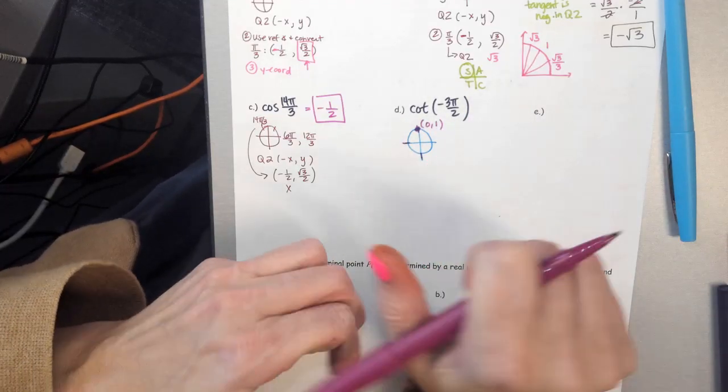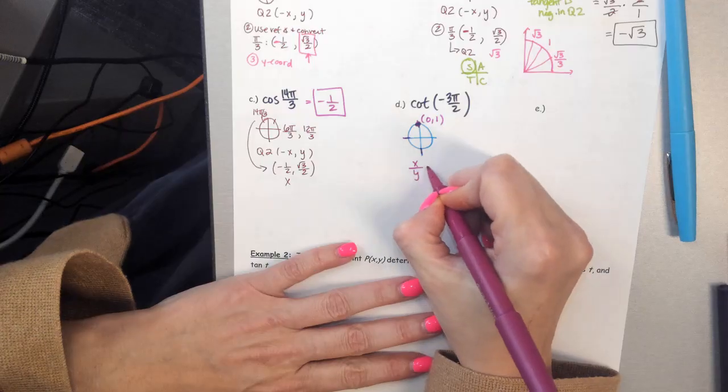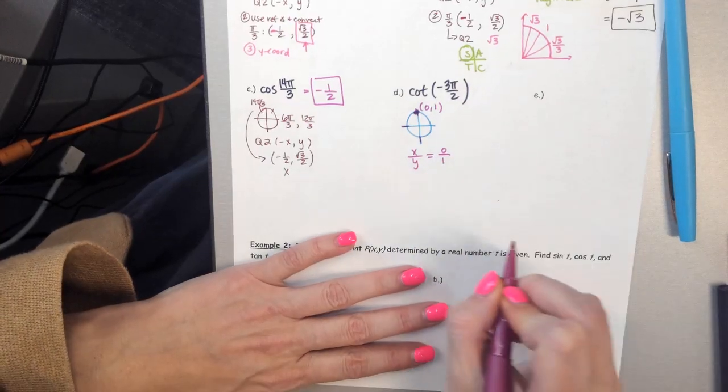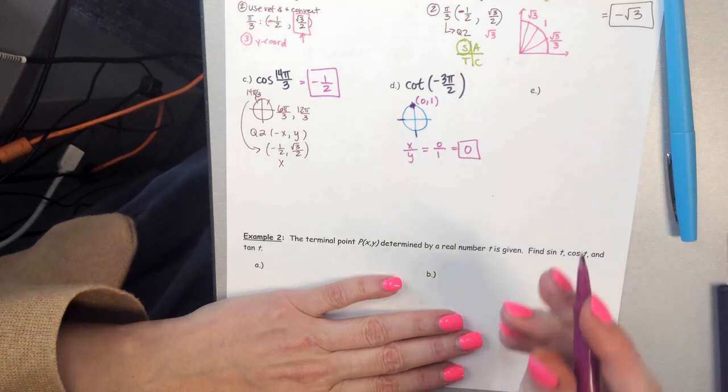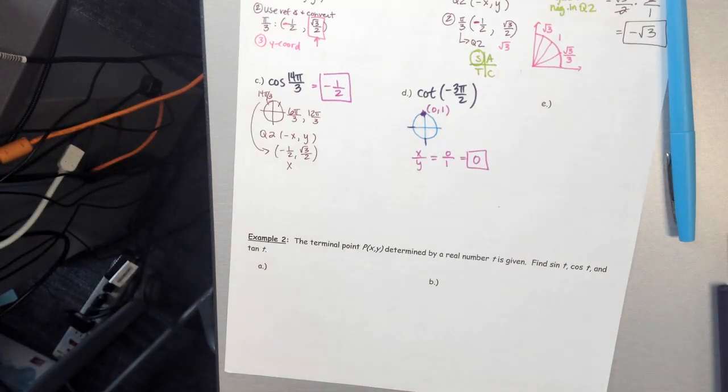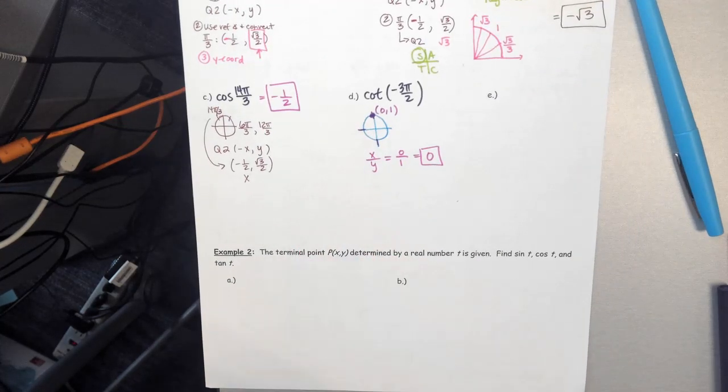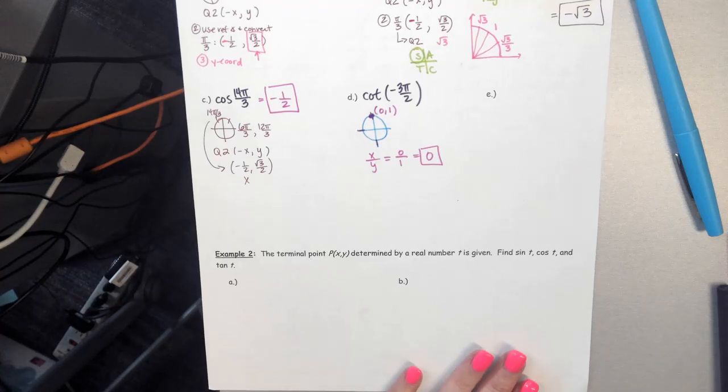Okay, the cotangent is x divided by y. What's 0 divided by 1? 0. When is it undefined? Yep, if 0 is on the bottom. If something's divided by 0, then it's undefined. So sometimes it'll be 0 if it's on the top. Sometimes it'll be undefined if it's on the bottom.